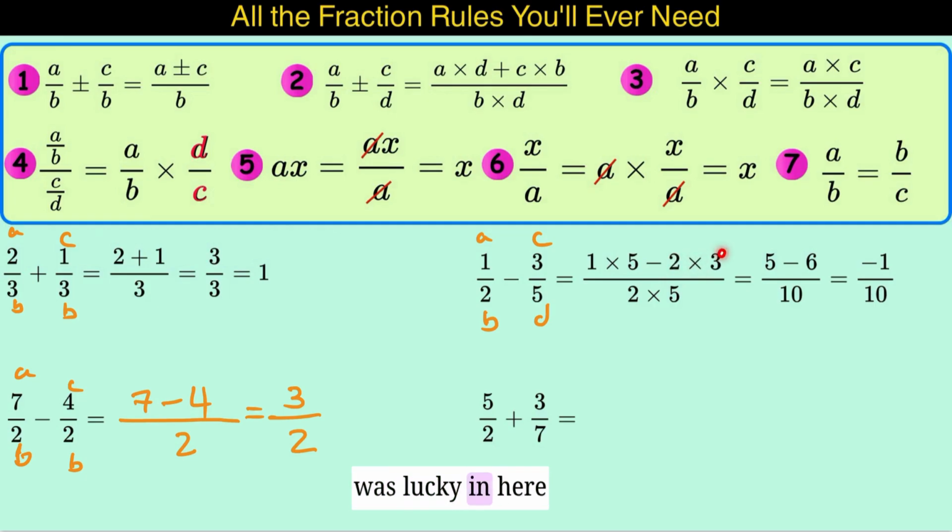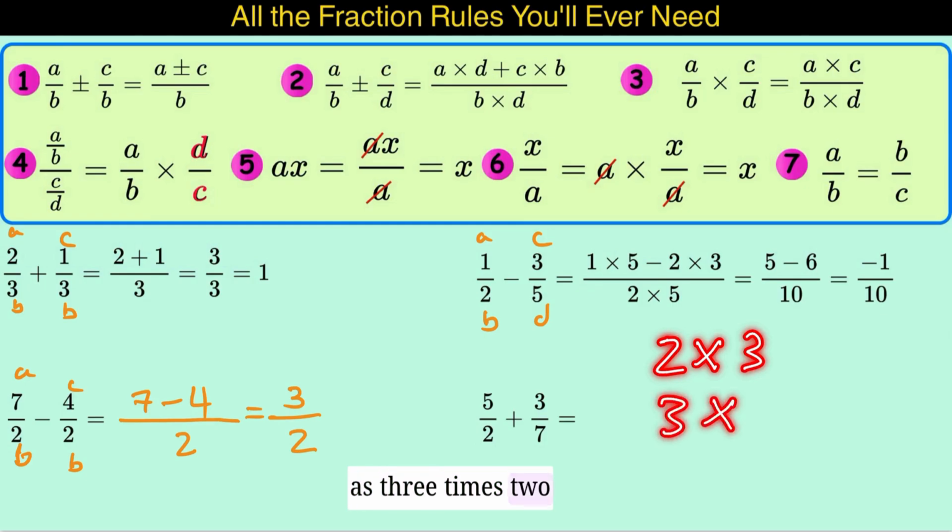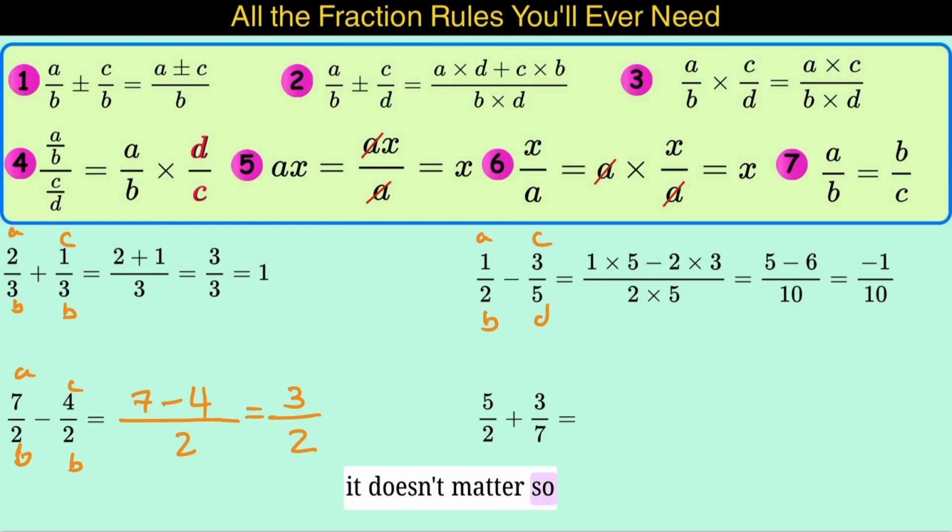I was lucky in here. Why? Because with multiplication, it doesn't matter: 2 times 3 is the same as 3 times 2. So you pay attention to this. It's a good thing that this happens, so you learn from this mistake.